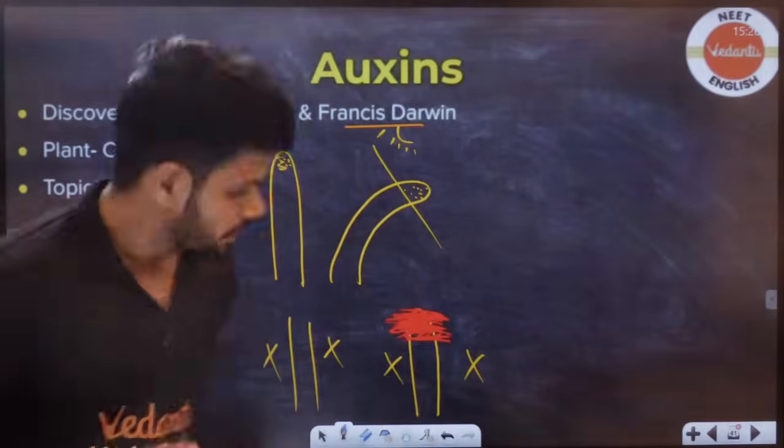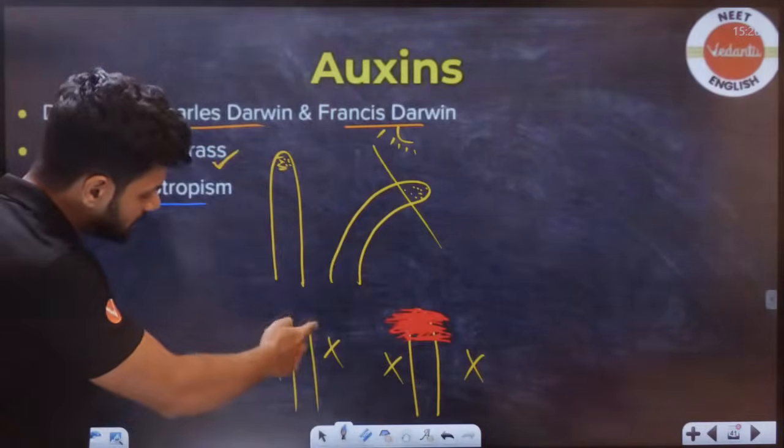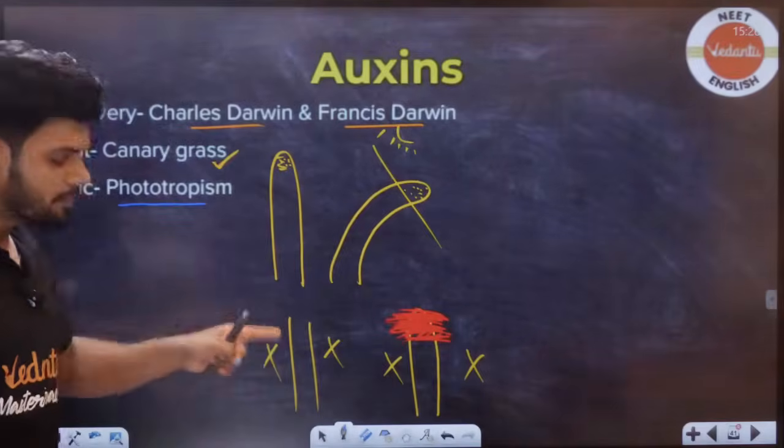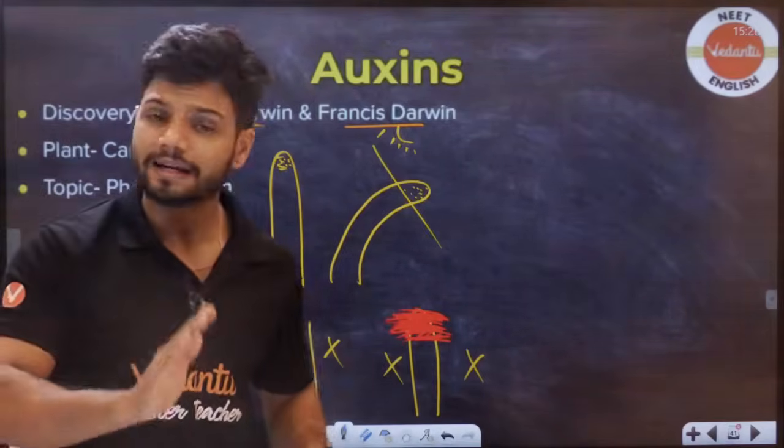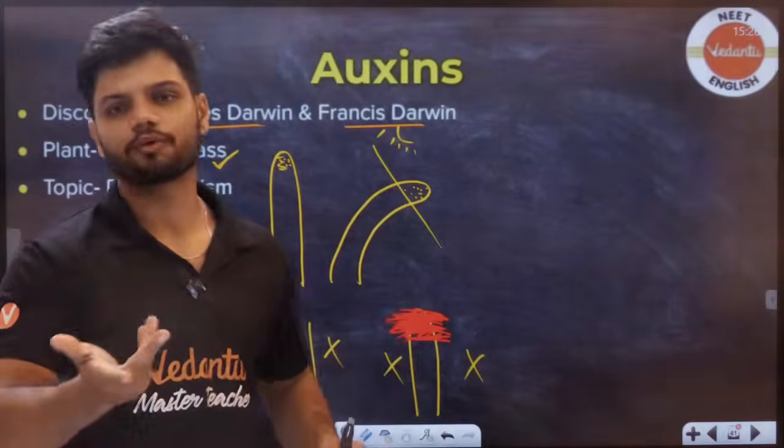Then what did they do? In one experiment, they completely cut the top part. After cutting, they realized the plant is not bending towards the light now. It is not growing towards the light now.